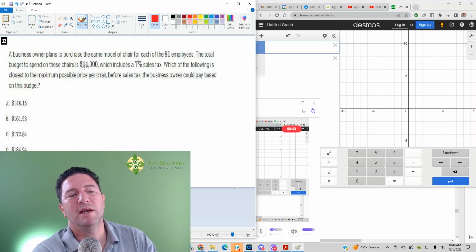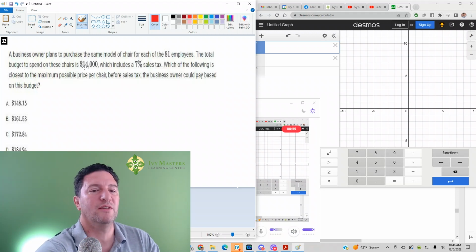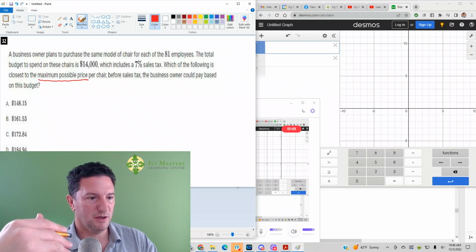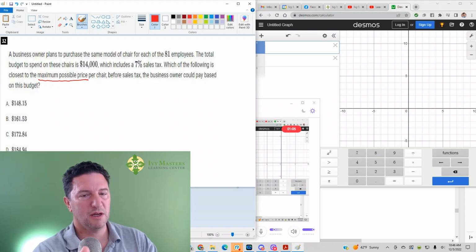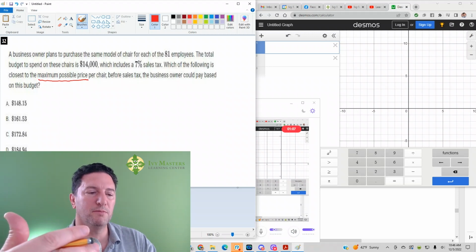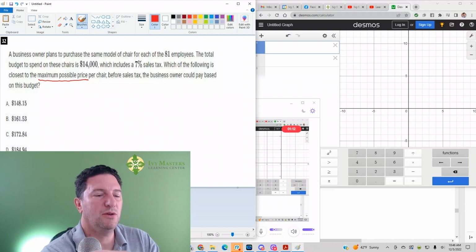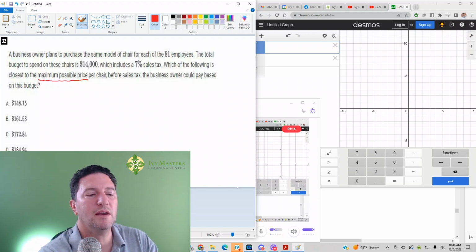Now, you might start with the greatest. It says maximum possible price. You might start with the greatest and start ruling them out from there. But here we could just start with one of the middle values and go higher or lower based on that middle value. So we could start with the $172.84. One thing you got to keep in mind is that you've got 7% sales tax on it.